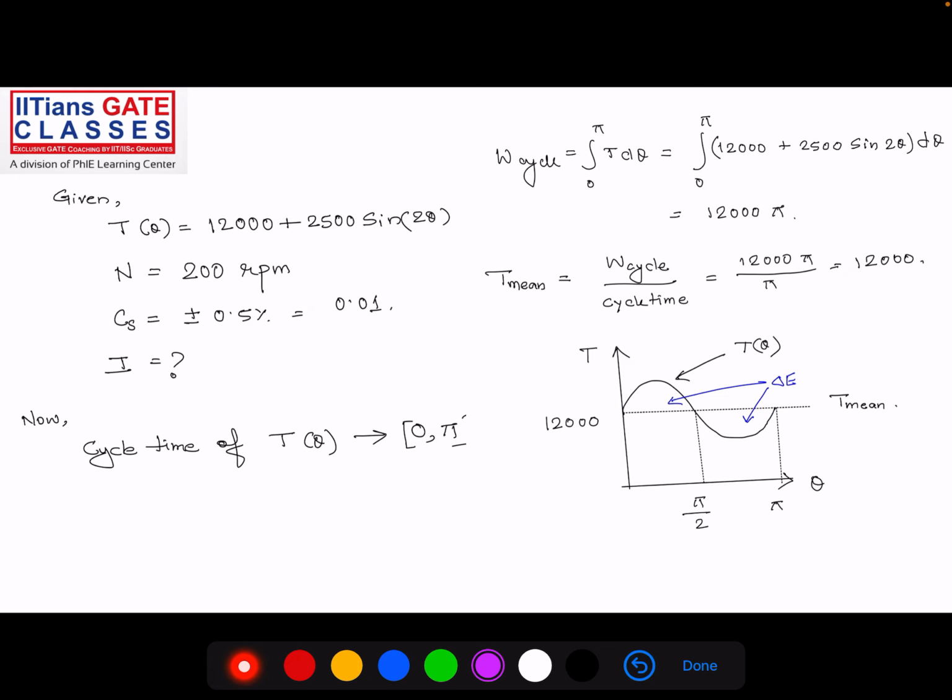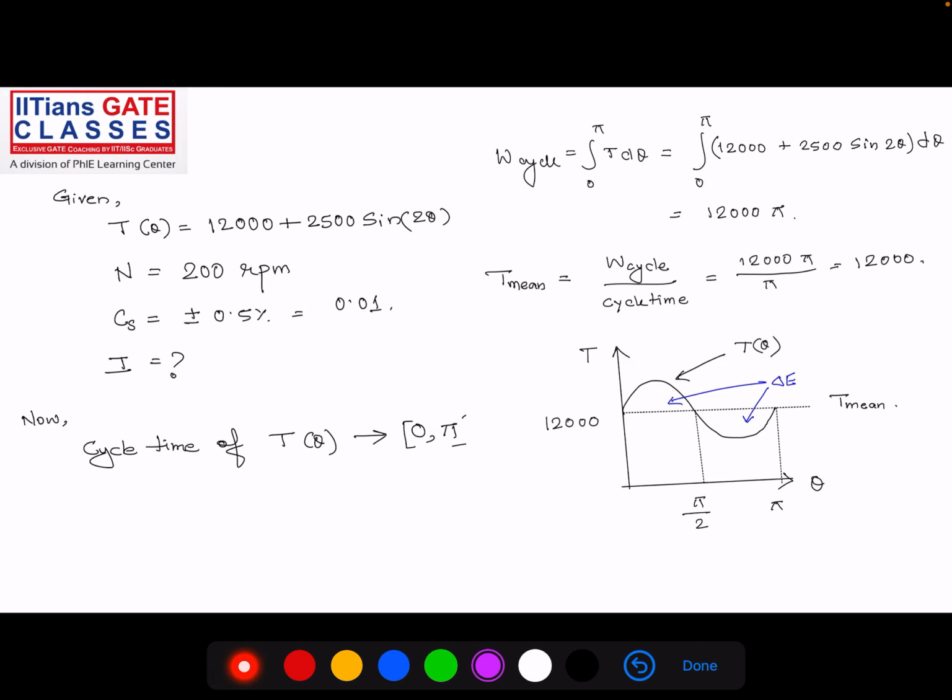Right? Okay. So why is the cycle time required? The cycle time is required so that you can find out the work done. What is work done? Work done is the integration. Work done in one cycle is the integration of this T theta. So if you integrate this T theta from 0 to pi, I'll not go through the integration now. It's a very simple integration, right? So it is equal to 12,000 pi.